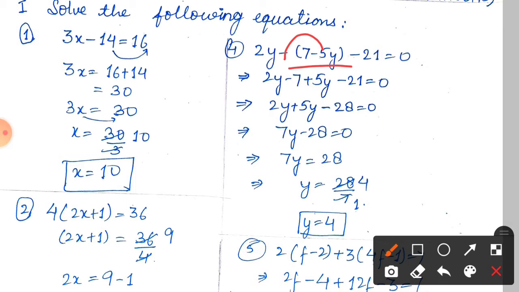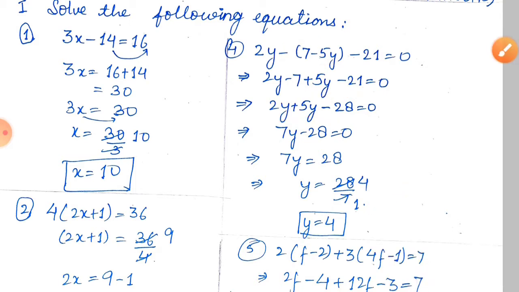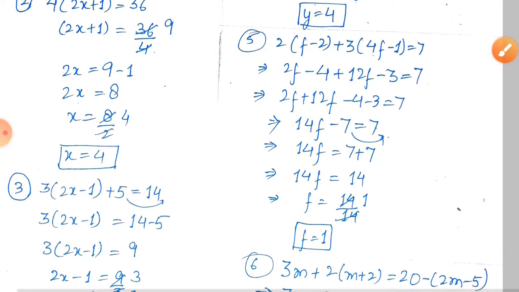Then after that, same procedure: the like terms 2y and 5y will be written together and the integers will be written together. Minus 7 minus 21 will become minus 28, and thus after simplifying we get the value of y as 4. Now come to the fifth question.